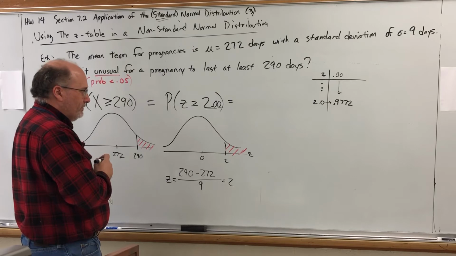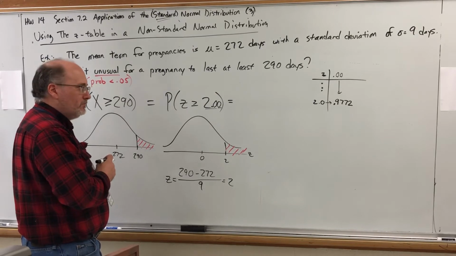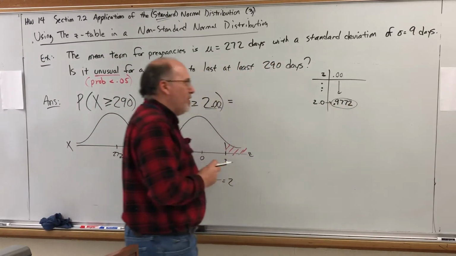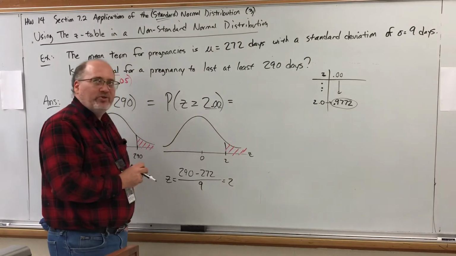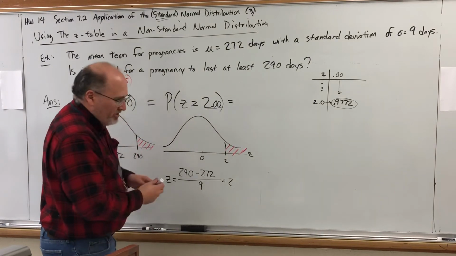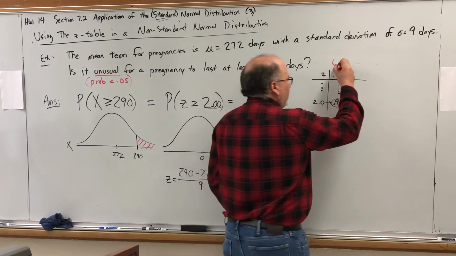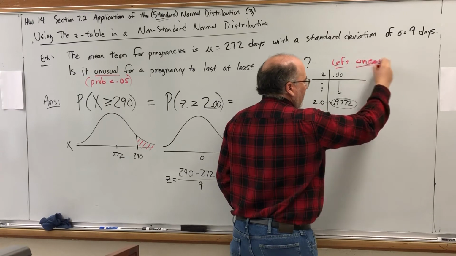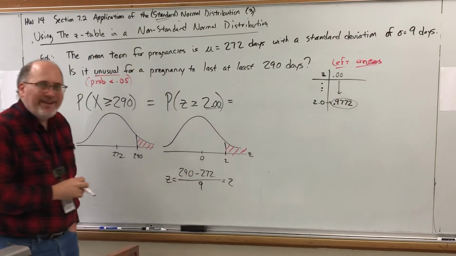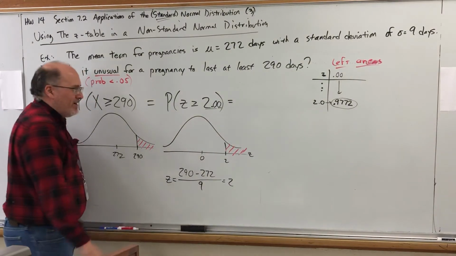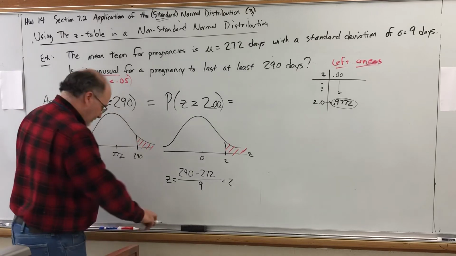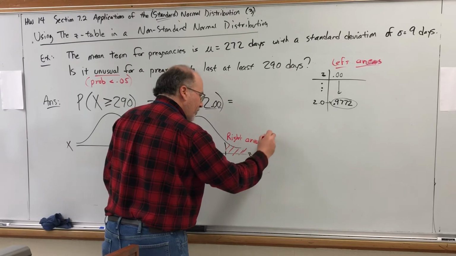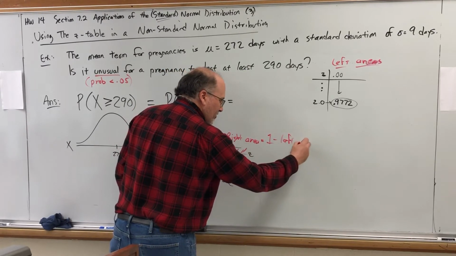Now be careful. That's not the answer to this question. Why is the answer to this question not 0.9772? That's the number that's in the z-table when I look up 2.00. It's because the z-table tells you left areas. We're looking for a right area. And do you remember how to find a right area when you know a left area? The right area is equal to 1 minus the left area, because the total area is 1.